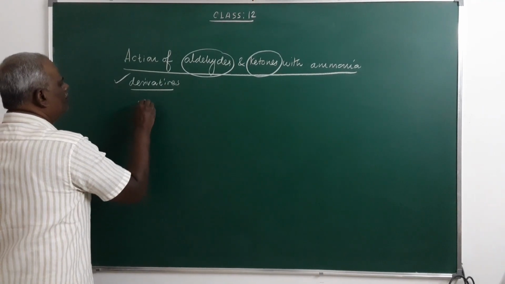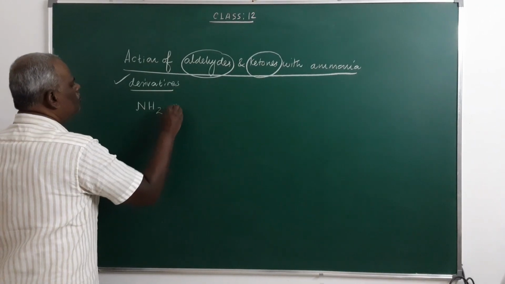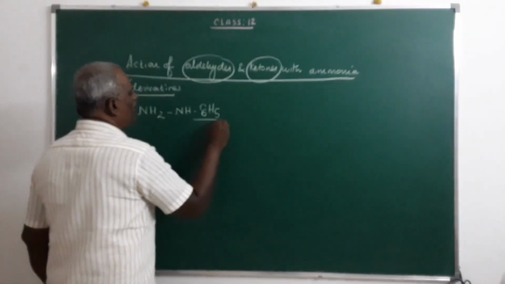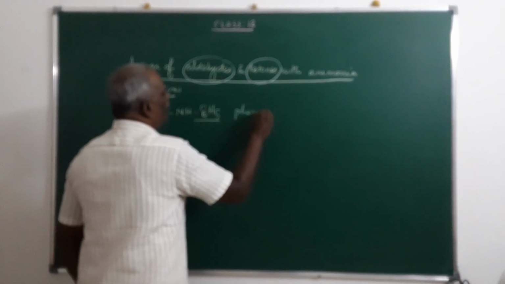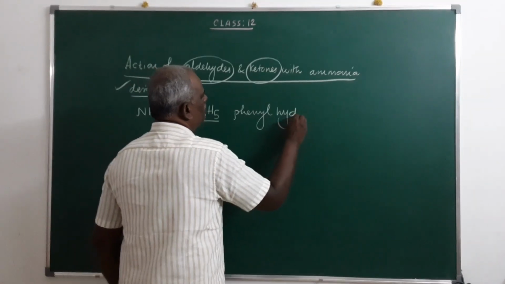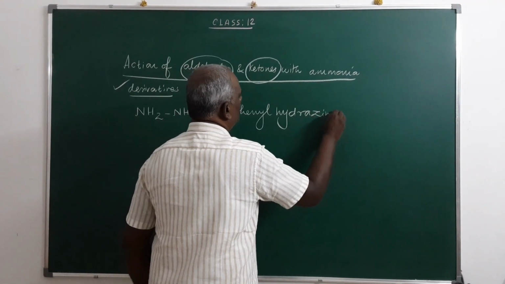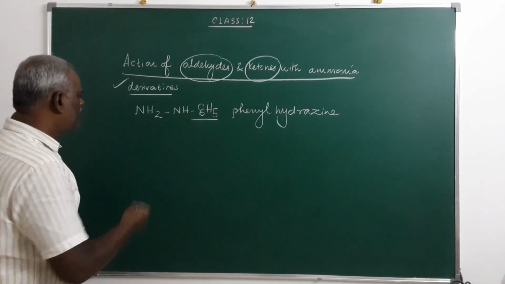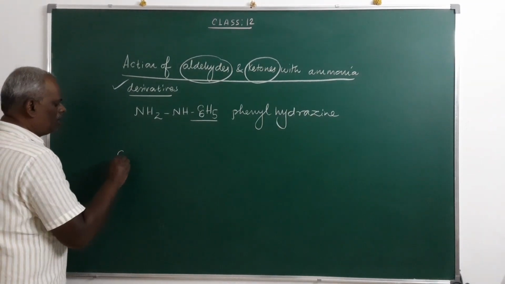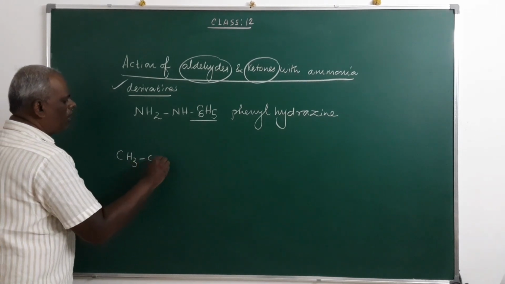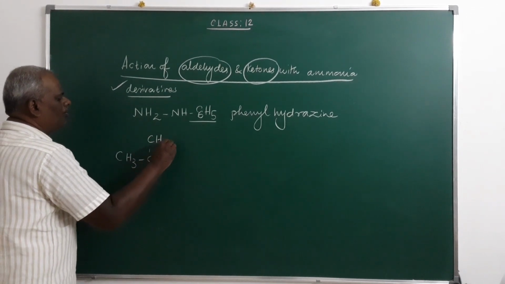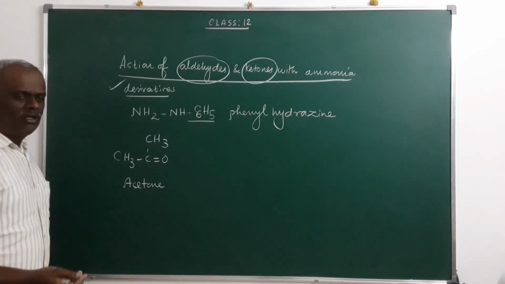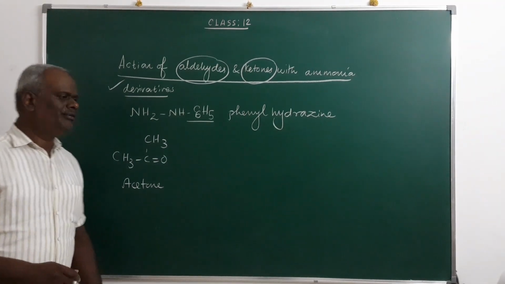Derivative. This is the ammonia derivative NH2NHC6H5. The highlighted group is phenyl and hence the compound's name is phenylhydrazine. What happens when the phenylhydrazine is reacting with the aldehydes like acetaldehyde and benzaldehyde or with ketone like acetone? Here I have started with acetone instead of aldehyde. Anything can be selected, acetone is taken here.